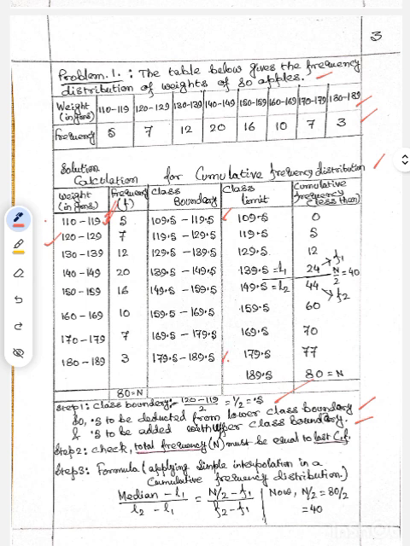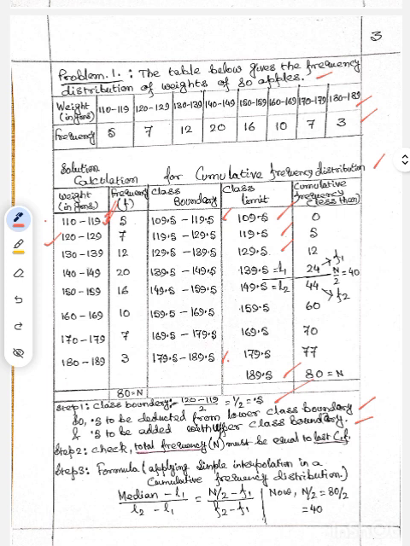Next, come to the class limit. We have to put each class value in a single row. So thereafter it becomes 109.5, it will start there and it will end at 189.5. Next come to the cumulative frequency distribution.